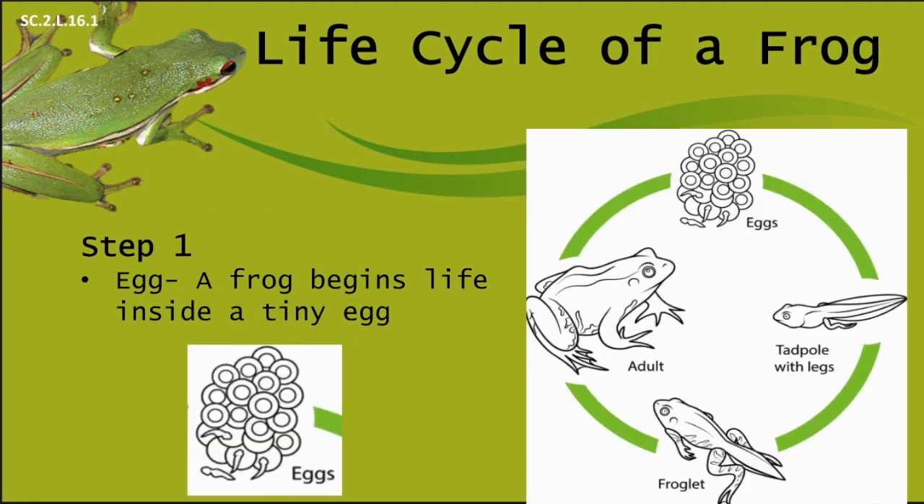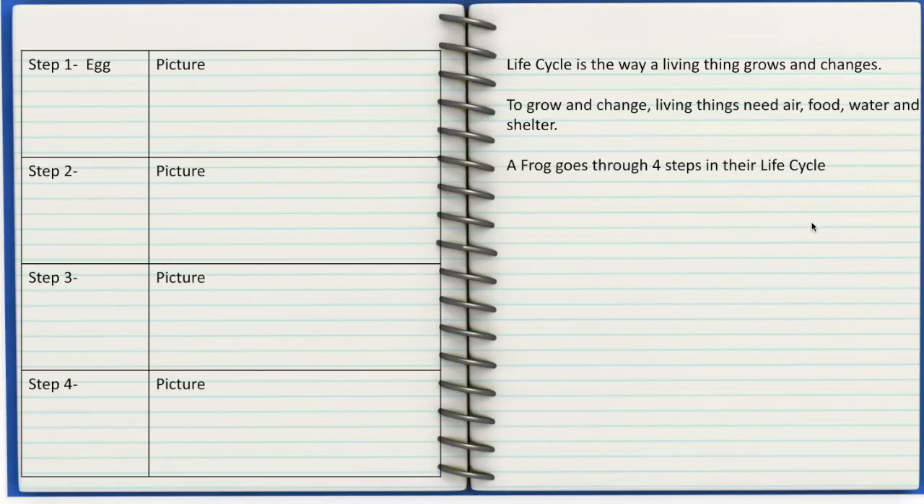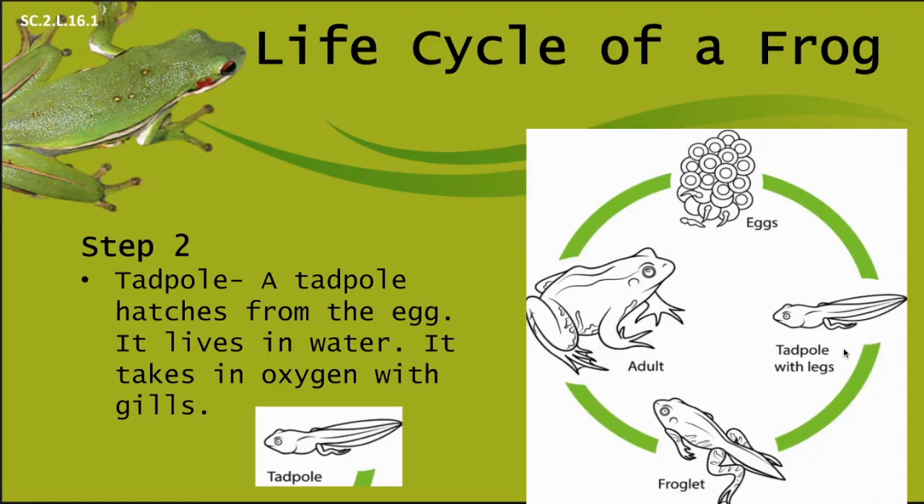Step 1. They start off as eggs in this part of the cycle. A frog begins life inside a tiny egg. The eggs are in the water. Step 2, they become a tadpole. After they are eggs, the eggs hatch and out comes a tadpole. Tadpoles live in water and they take in oxygen with gills. They are similar to fish in that way. They have gills that take in oxygen from the water.